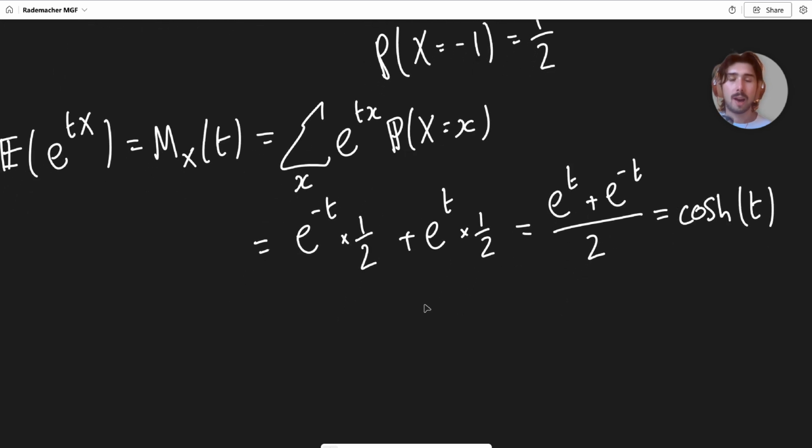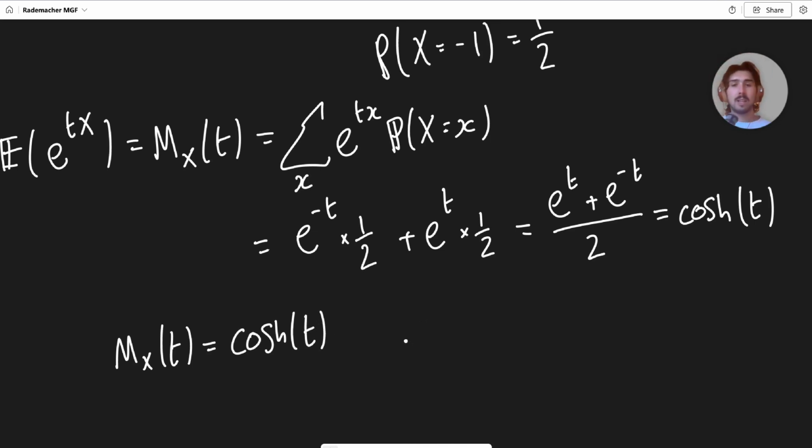So what we have is that if X has a Rademacher distribution, then the moment generating function is just cosh of t. Of course, we can see that because cosh of t is a function that is defined absolutely everywhere, and there are no convergence problems in the sum because it's a finite sample space, the domain of this is that t can be any real number whatsoever. And that's all there is to it.